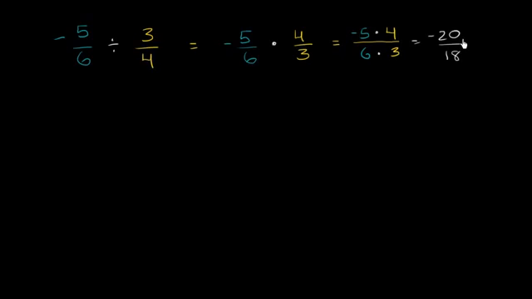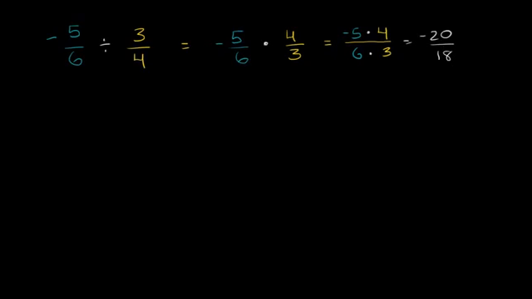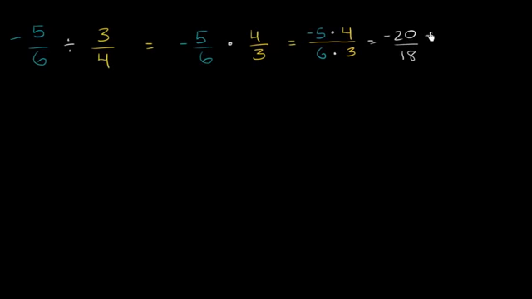So we get negative 20 over 18, but we can simplify this. Both the numerator and the denominator are divisible by 2, so let's divide them both by 2. I picked 2 because that's the largest number that goes into both of these. That's the greatest common divisor of 20 and 18. 20 divided by 2 is 10, and 18 divided by 2 is 9.